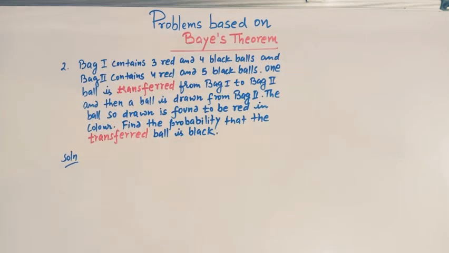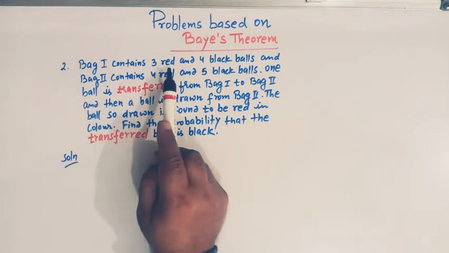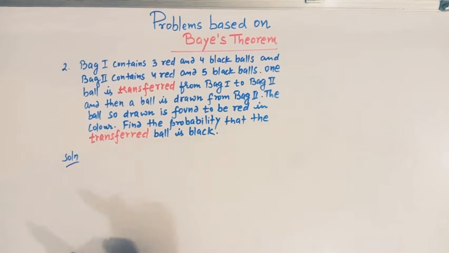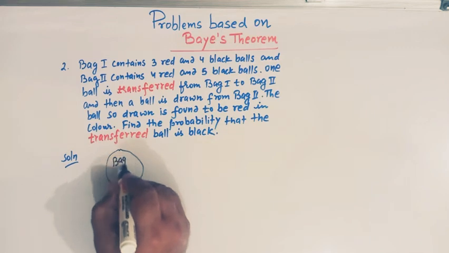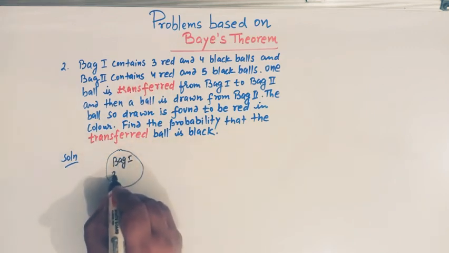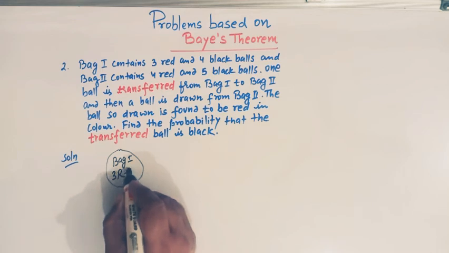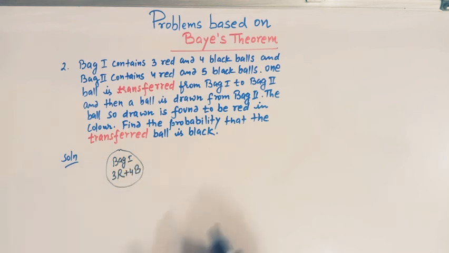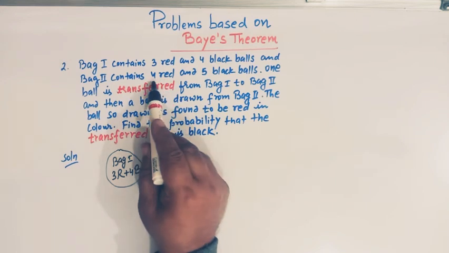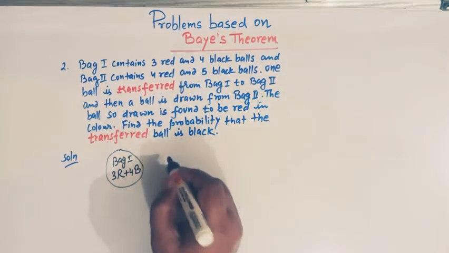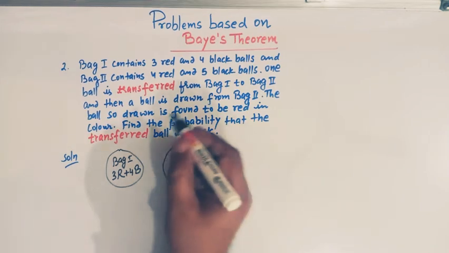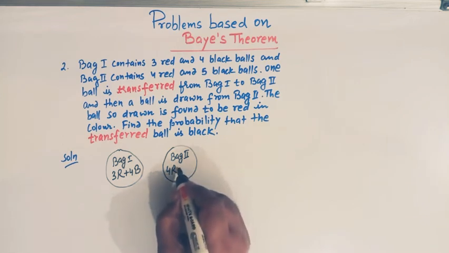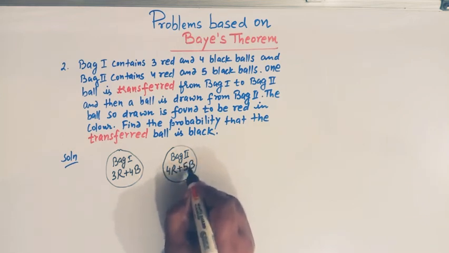Now let us consider the second problem. Bag 1 contains 3 red and 4 black balls. So suppose this is bag 1, and it contains 3 red balls and 4 black balls. And bag 2 contains 4 red and 5 black balls. So this is bag 2, and it contains 4 red and 5 black balls.